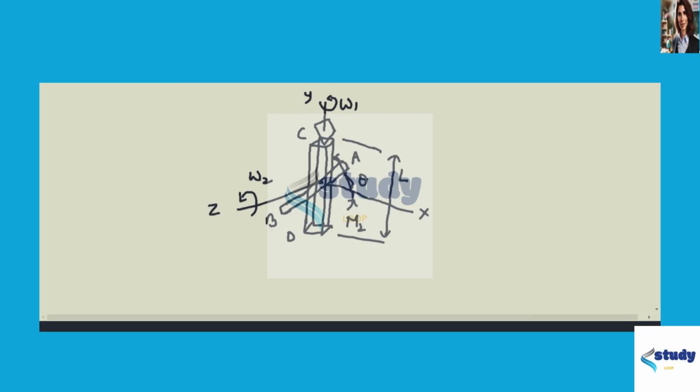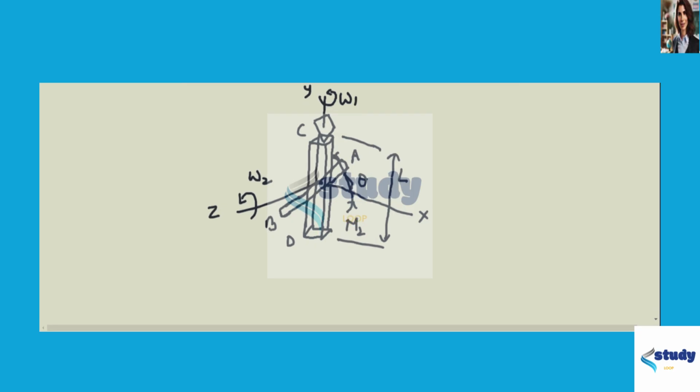Hello everyone, here it is: given a slender homogeneous rod AB of mass m and length L, is made to rotate at constant rate omega 2 about the horizontal z-axis, while frame CD is made to rotate at the constant rate omega 1 about the y-axis. Expressed as a function of theta.